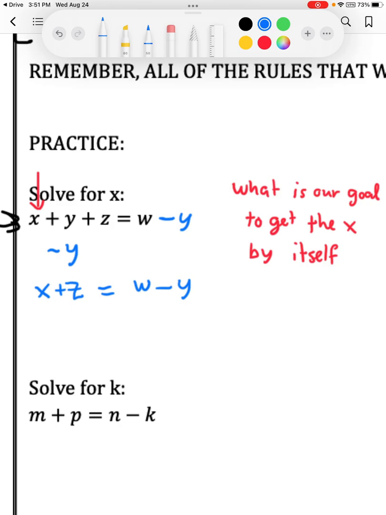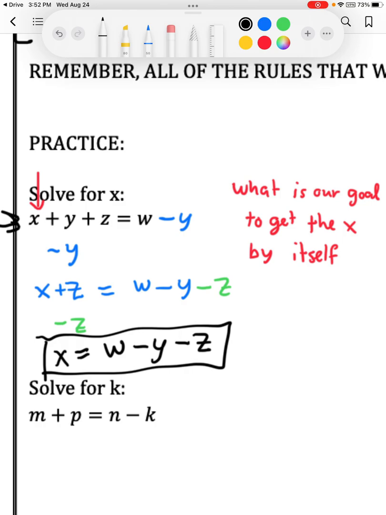Remember, if you subtract one thing from one side, you also have to subtract it from the other side. And I know we don't necessarily have a single number here, and I get that it kind of looks confusing. But the intent is the same. Our goal is just to get the x all by itself. So let's go ahead and do the same process for the z. We're going to subtract z from one side, which means we have to subtract it from the other as well, giving us our answer of x is equal to w minus y minus z.